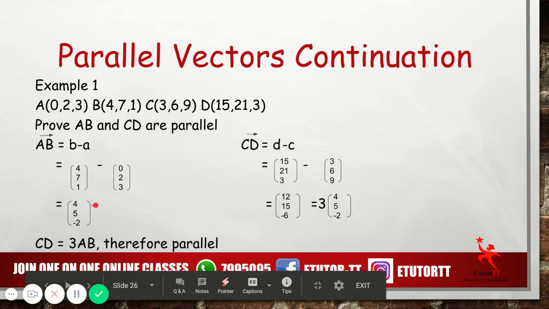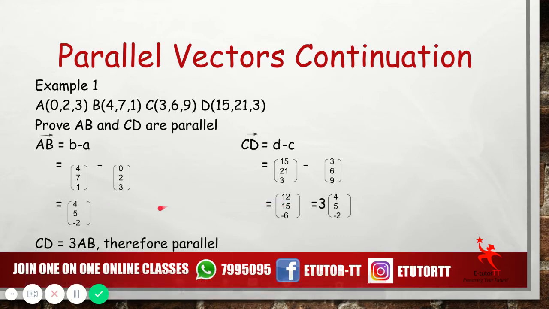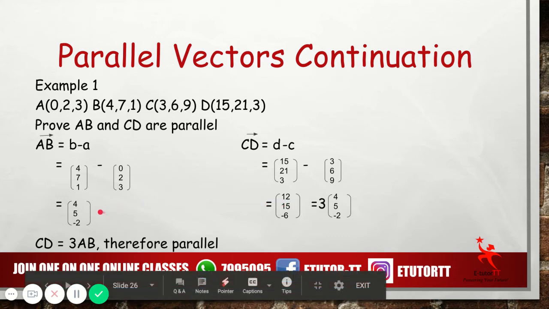I know that 4 times 3 gives you 12. So now I'm going to try multiplying all of these numbers by 3 to see if I get 12, 15, and negative 6. So 5 times 3 is 15. Negative 2 times 3 is negative 6. Therefore, that is equal to 3 times (4, 5, negative 2).